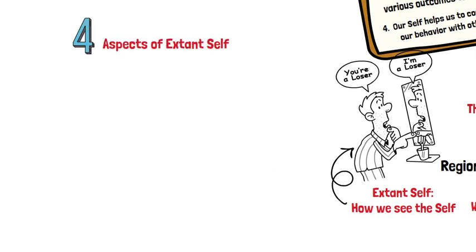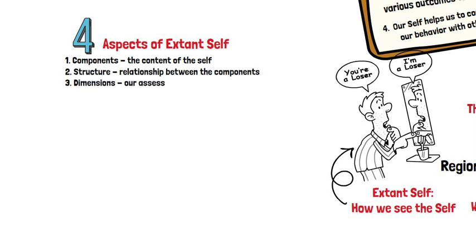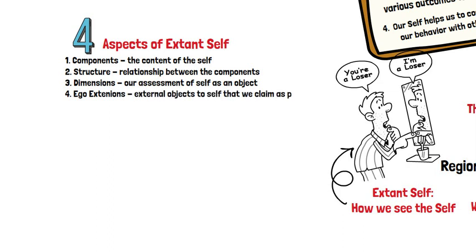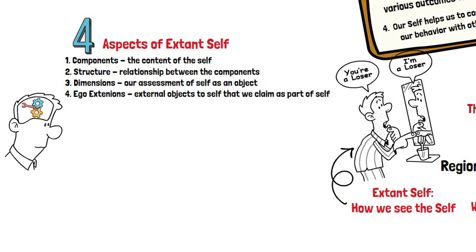Rosenberg suggested that there are four aspects of the extant self: the components, that's the content of the self; the structure, which is the relationship between the components; dimensions, which are our assessments of the self as an object; and ego extensions. This is when we take external objects to the self and we claim them as a part of the self. When you look at the 20 statement test, this is really getting at the components of our self-concept, that is, the content of the self.